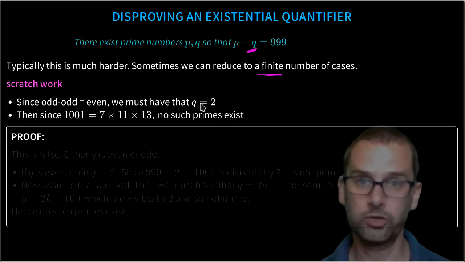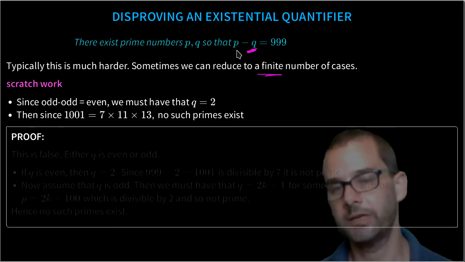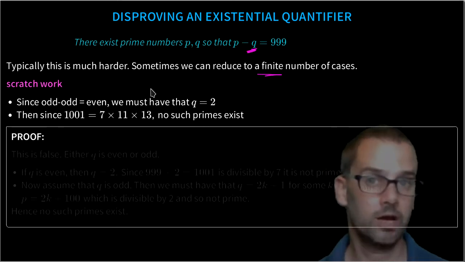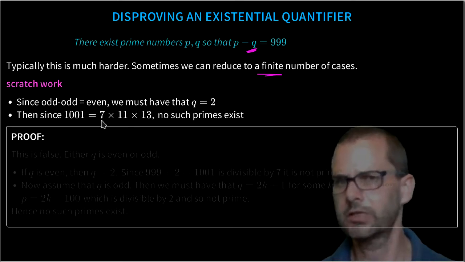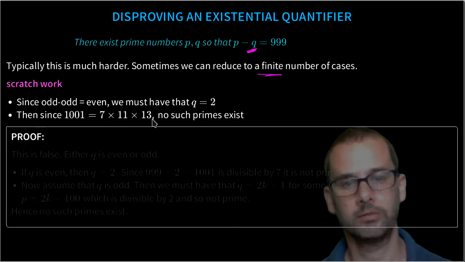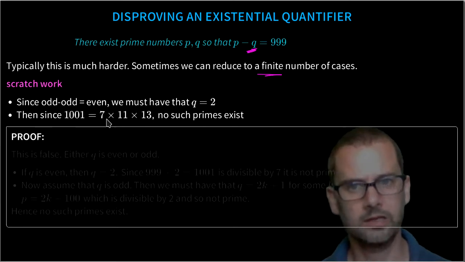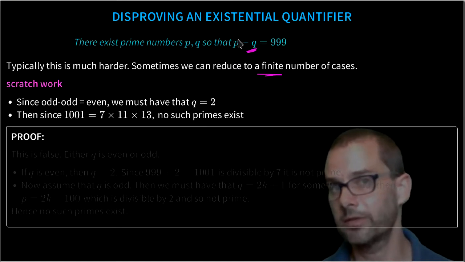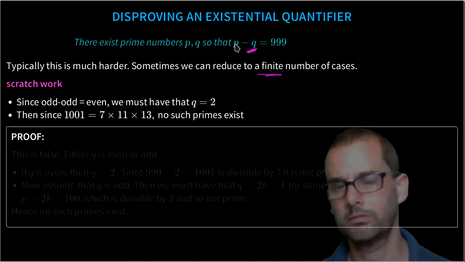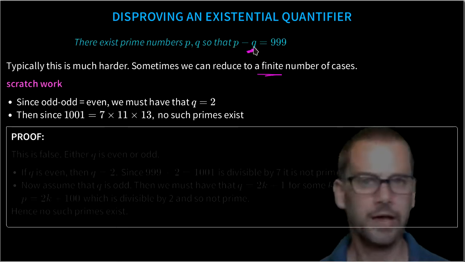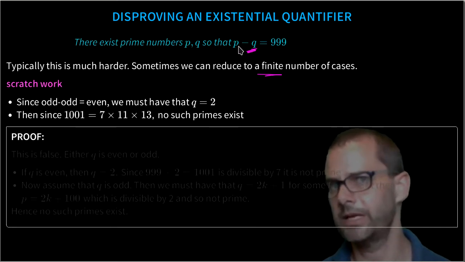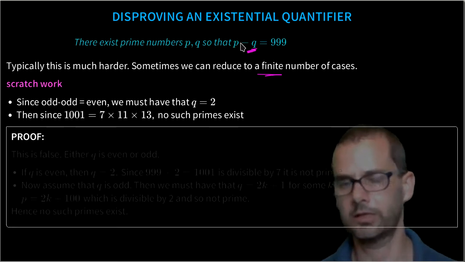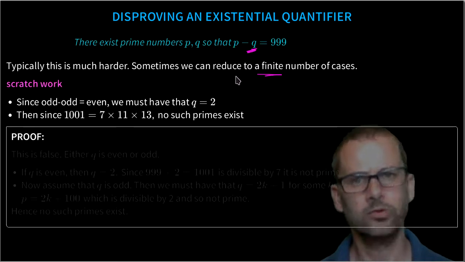When q is 2, then p would have to be 1001. We can check fairly quickly with a bit of computer algebra or a calculator, or even by hand if we're adventurous, that 1001 is 7 times 11 times 13, and so 1001 is not prime. So when q is 2, the only possible prime p could be would be 1001, but that's not prime. On the other hand, if q is not 2, it has to be an odd number, but that would make p an even number, and so it wouldn't be prime. So no such primes exist.